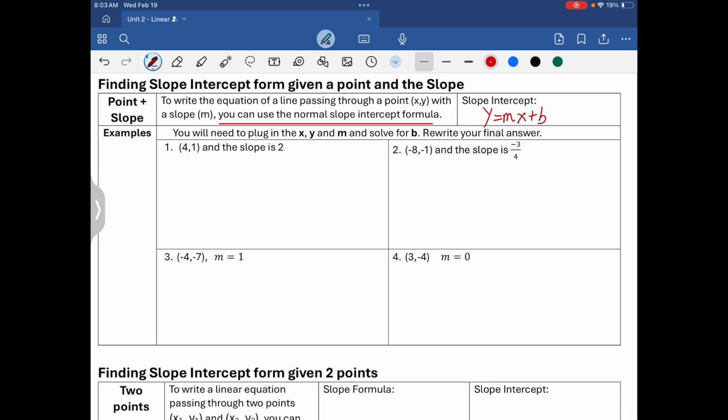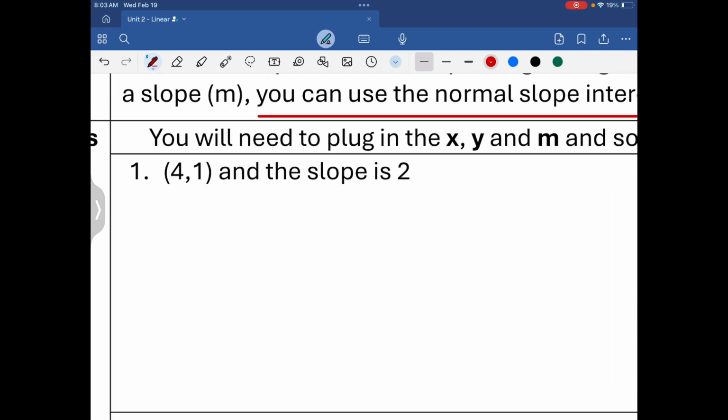We just have to plug in the variables that we know. So it's like what I said right here. You will need to plug in x, y, and m to solve for b, and then rewrite our final answer. So let's just look at number 1 right here. I have (4, 1), and the slope is 2. So that's my x, that's my y, and then this is my m.